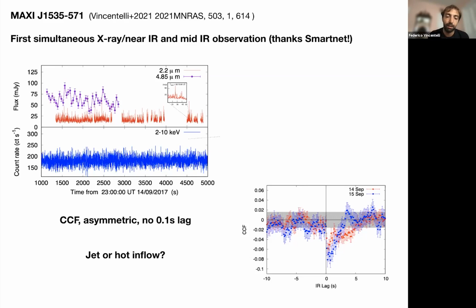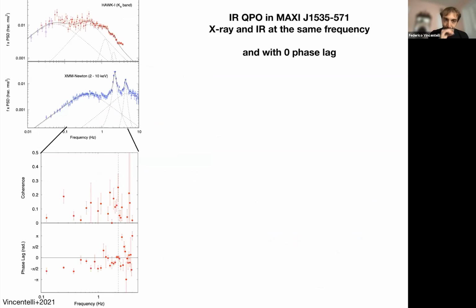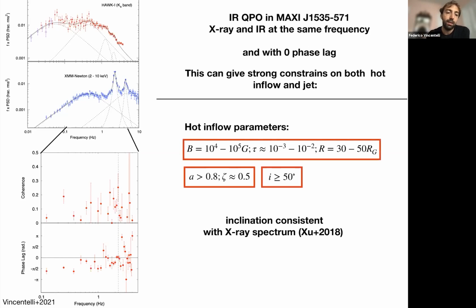The big result, however, of this paper is from applying the Fourier domain techniques, because we managed to measure for the first time QPO at the same frequency in X-rays and in infrared. And looking at the phase lag, you can see that they are also in phase with a 0 lag. This is highly constraining for the two models that try to explain the optical and infrared variability.